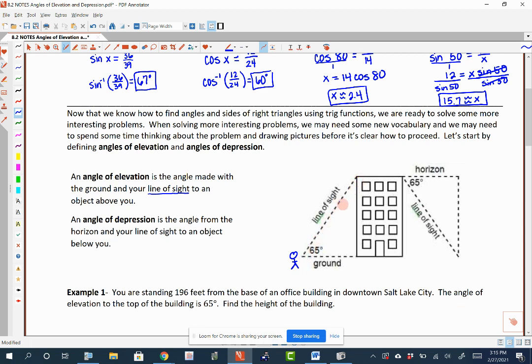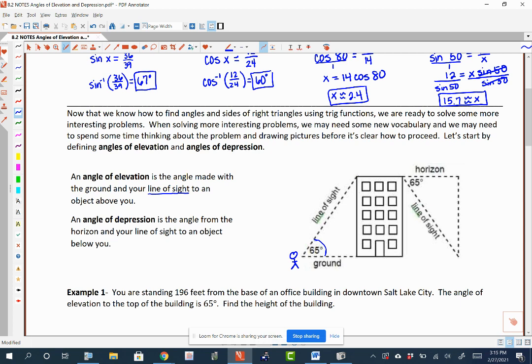This would be called your line of sight. And this makes an angle with the ground, which is called an angle of elevation. So this angle 65 here is my angle of elevation. I'm taking my eyes and I'm elevating them up to the top of this building.